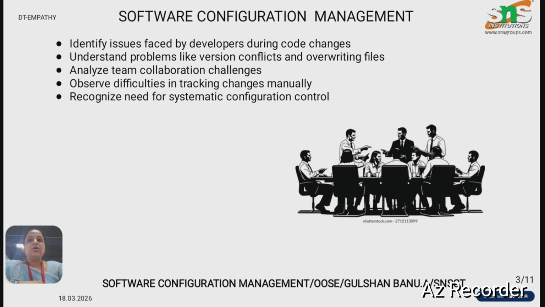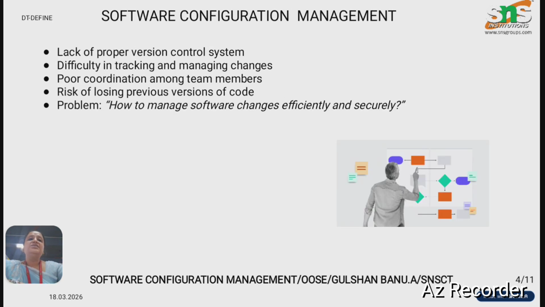So in this, what is the goal? The goal is actually to increase the productivity. For increasing productivity, we will be using different kinds of tools like Puppet, Git, etc. In this software configuration management process, what you have to do is identify different kinds of issues from the different developers, understand different kinds of problems, analyze the team and observe different kinds of difficulties, and you have to recognize the need for a systematic process.